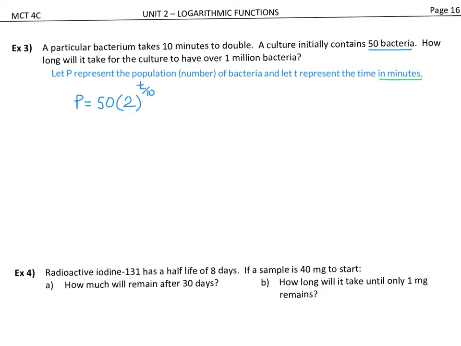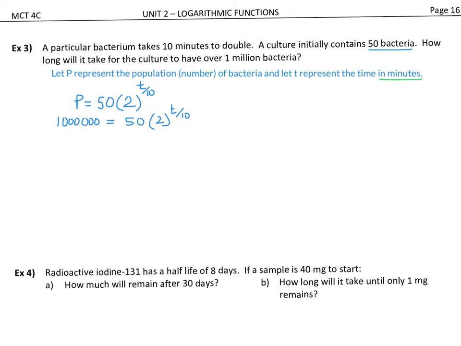Now, in terms of solving this question, we want to know how long, so it's T we're trying to solve for, it will take for the culture to have over 1 million bacteria. So I'm going to let my population be 1,000,000. So where I have the P, I'm going to put 1,000,000, which is a 1 with 6 zeros. And that population is growing to 1,000,000 from the 50 that we started with.